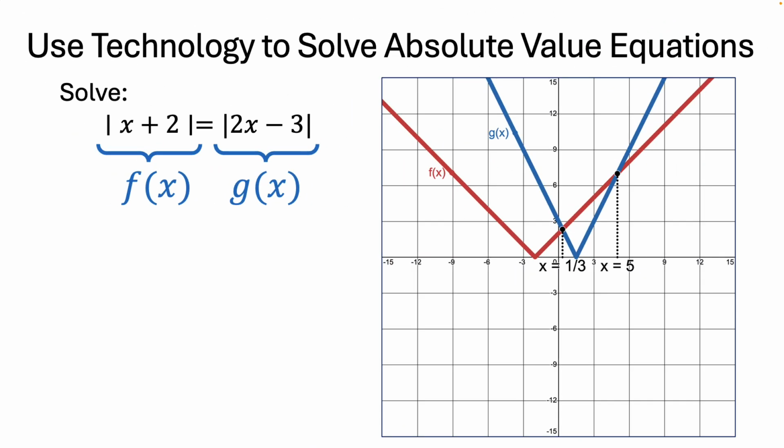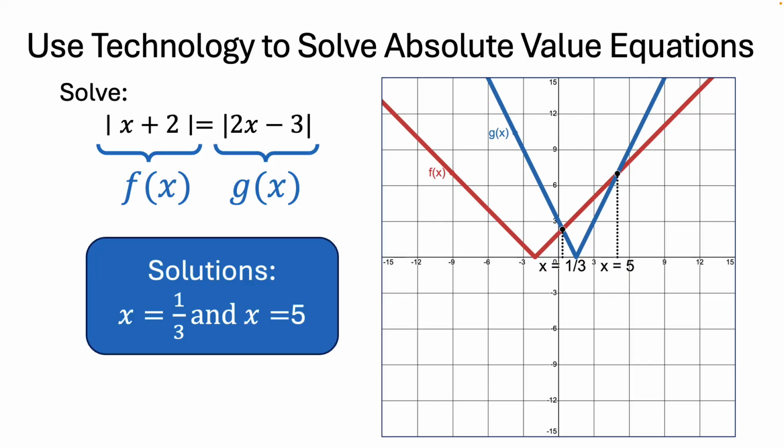We used Desmos to find that these two functions intersect at 2 points. That means that this equation has two solutions, x equals 1/3 and x equals 5.